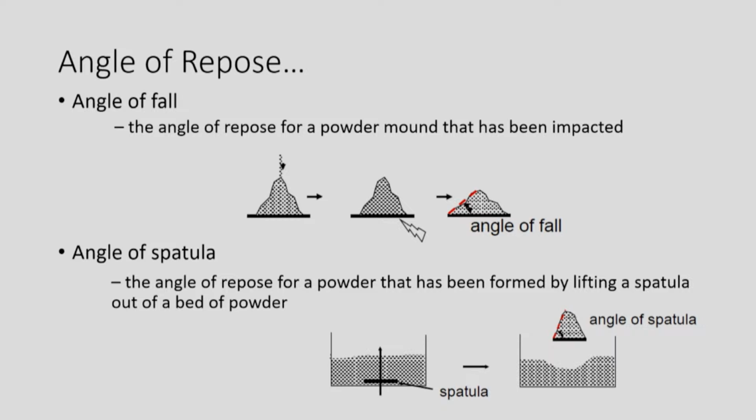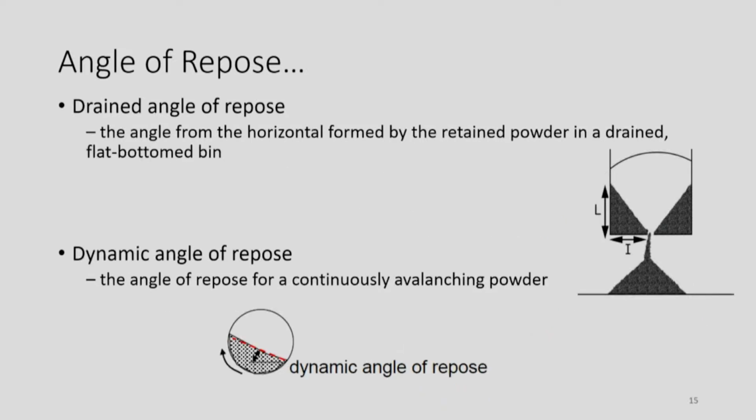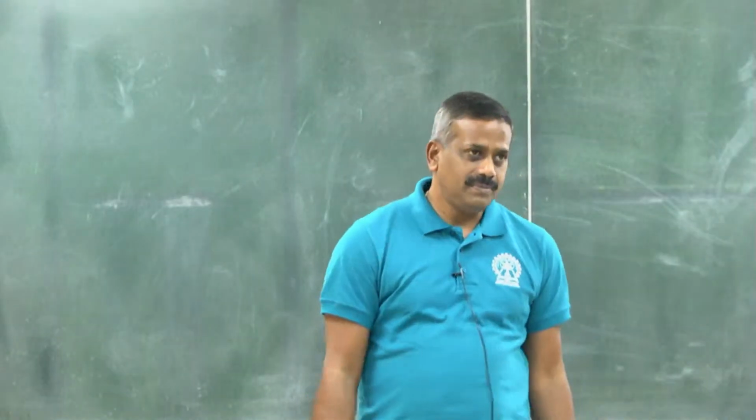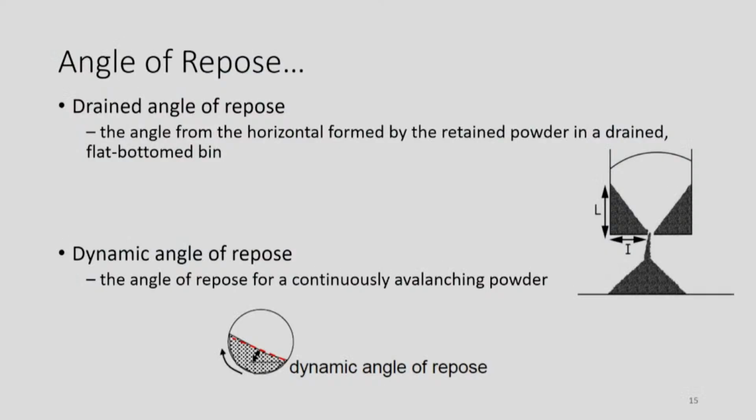So in general, these are commonly used: drained angle of repose. If you do not have a hopper, if you are storing materials in bulk bins, you drain the material, and the angle that it makes on the side is called the drained angle of repose, okay? This can be used to calculate the amount of material that will remain in the bin after you unload all the material from the bin, okay?